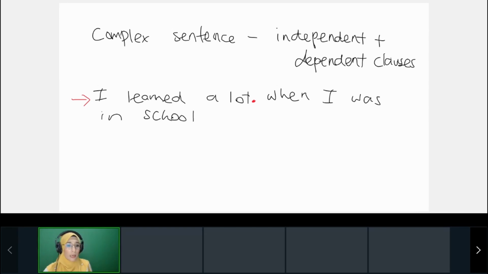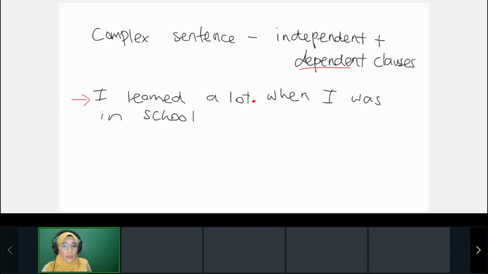Yes, you can say I learned a lot can be an independent clause, but don't you think that it needs something? It needs something, right? I learned a lot. What did you learn? A lot. What? It needs something. Therefore, that's why the dependent clause comes in, whereby you need to have another attachment, just to finish off the whole sentence.